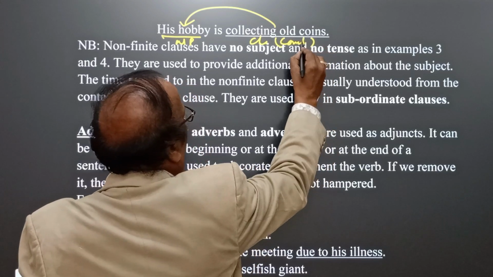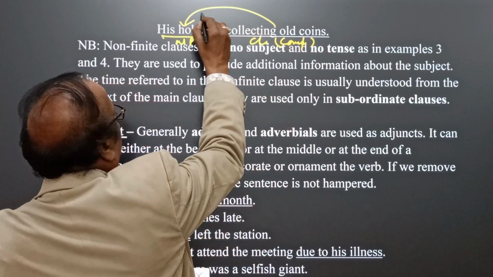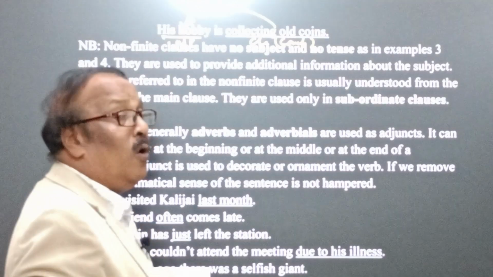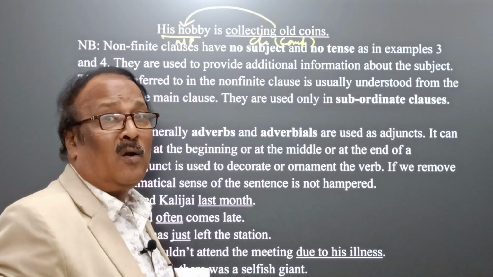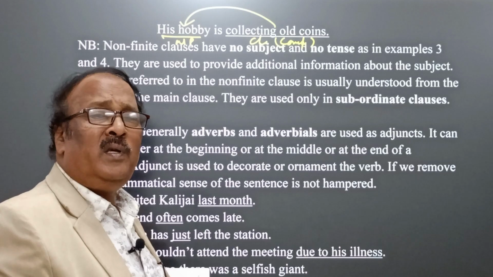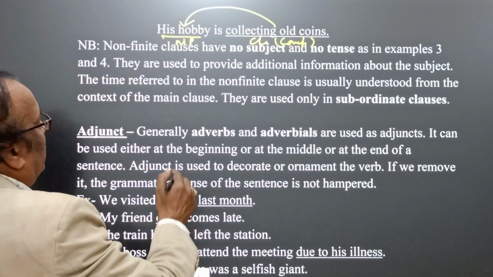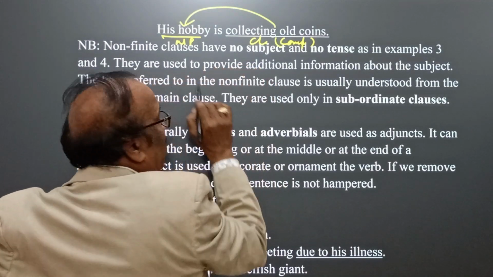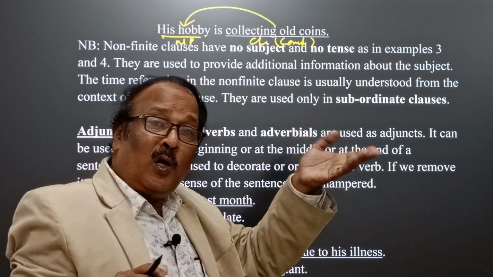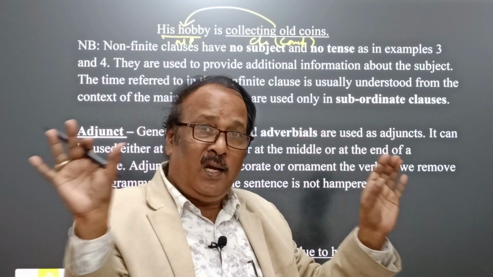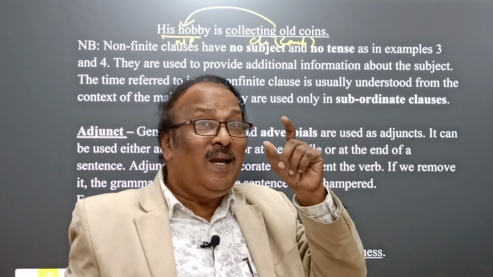And here we find how an -ing clause can be used as a complement, because here, his hobby. What is his hobby? Collecting old coins. Gardening, drawing, painting, dancing. Yes, these are the matter. Now, non-finite clauses have no subject. Yes, very interesting idea. Clause, as we have already discussed, means there is a subject part, there is a predicate part, there is a finite verb. But interesting.